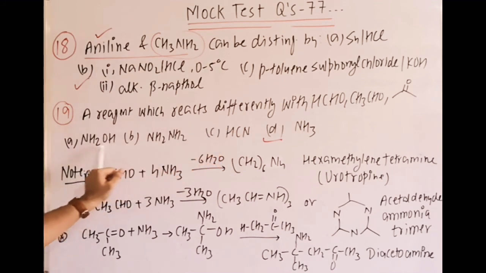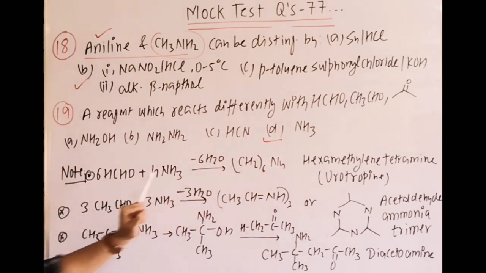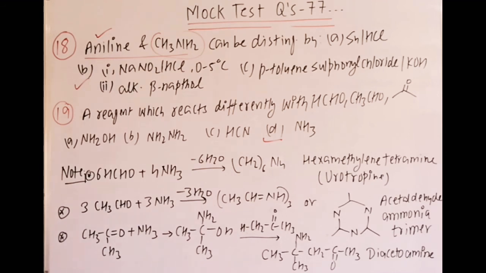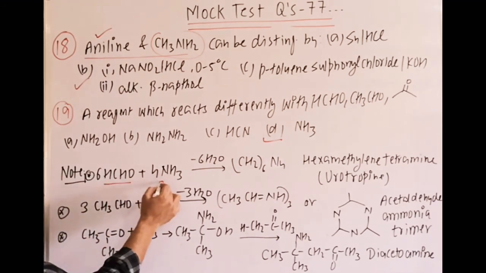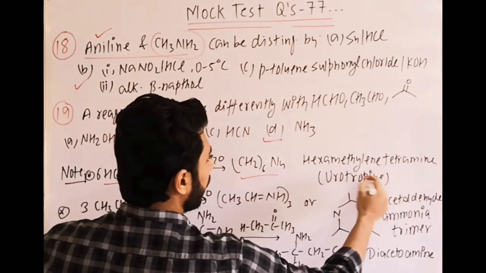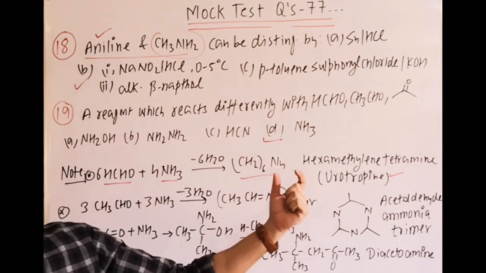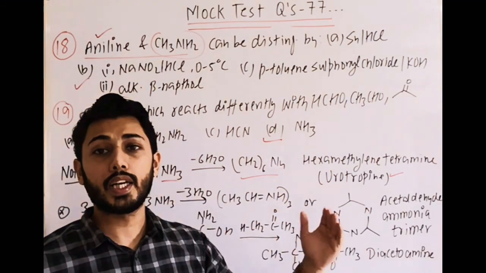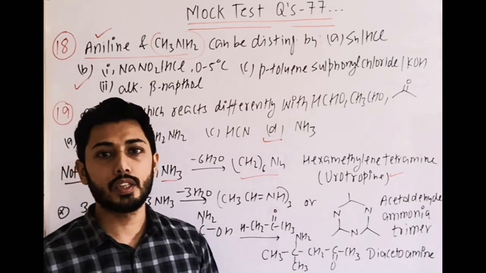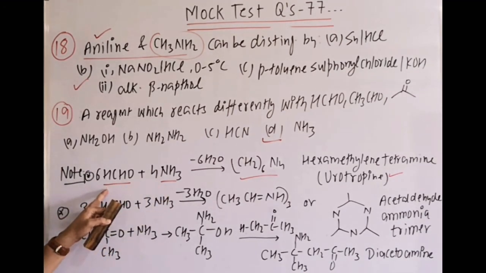The others react the same way, they all undergo nucleophilic addition, but with ammonia after nucleophilic addition they undergo some kind of dimerization or trimerization. So you can see here formaldehyde when it reacts with ammonia forms this compound, hexamethylenetetramine, which is urotropine. It was asked previously in the mock test too. It is used to treat urinary tract infections, and controlled nitration of urotropine results in the formation of RDX. This is the reaction of ammonia with HCHO.